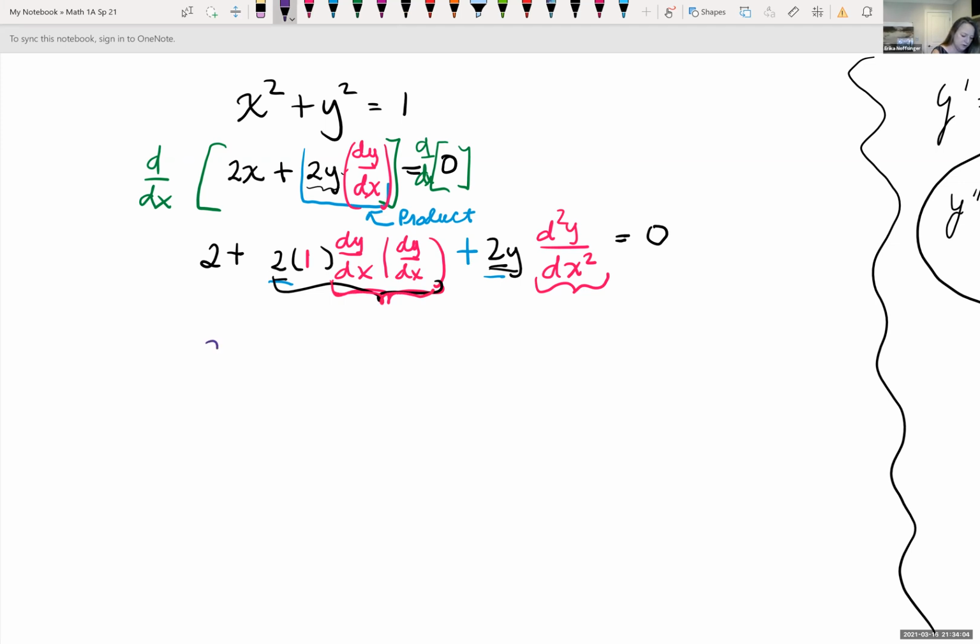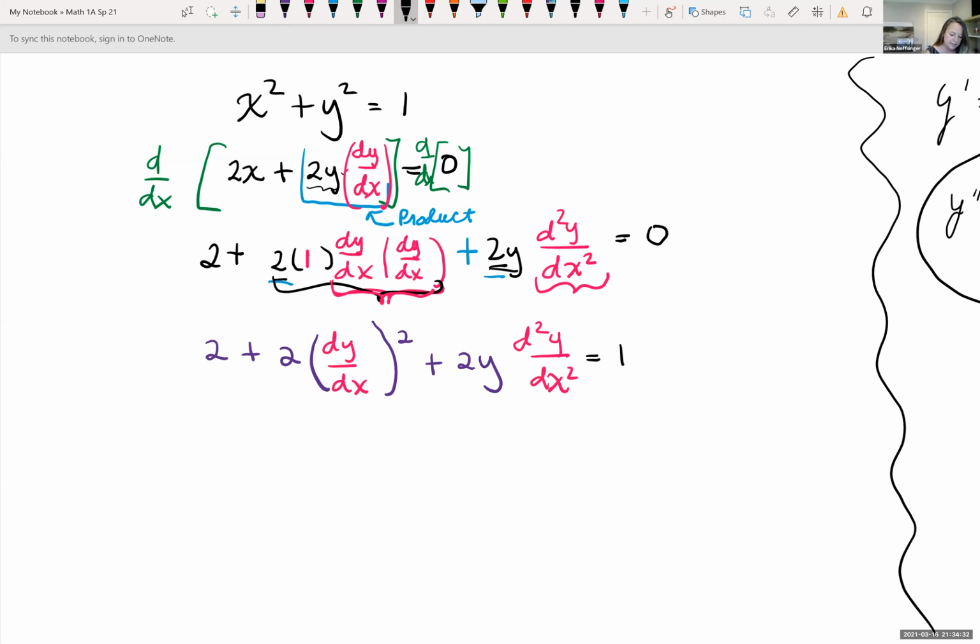Let's bring down our 2 plus 2. This is the same thing as the derivative dy dx, that quantity squared. It's not the same thing as the second derivative. Plus 2y d squared y dx squared equals 1. So I want to solve for the second derivative. I'm trying to solve for the second derivative.